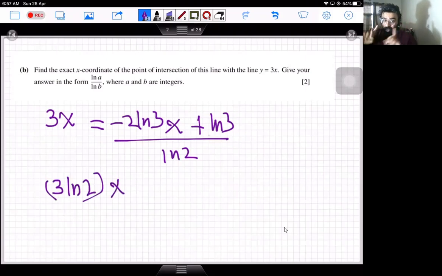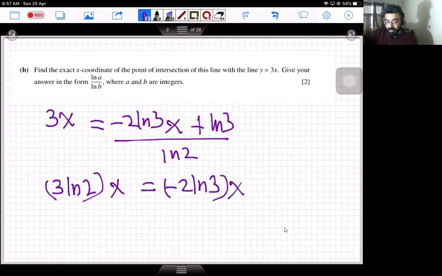Always remember this thing, that this x is not being treated as a term of ln. This will not become ln2x. All right, there's a huge difference. So just consider this ln2 as a constant term in an exact form, and 3 as a constant term, and 3 is being multiplied with ln2, nothing else. And this is equal to minus 2 times ln3, which is being multiplied by x, and then plus ln3.